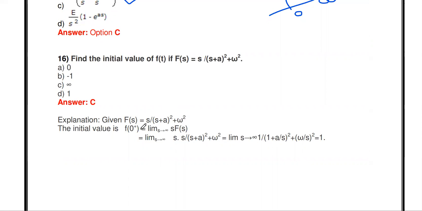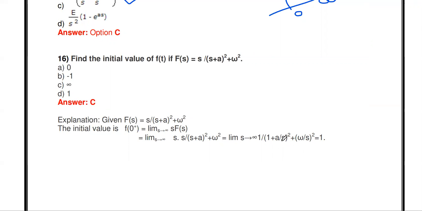So for the initial value, here F of s is given. Small f of 0 is calculated by the limit s tends to infinity of s into F of s. So what is the F of s? s divided by (s plus a) the whole squared plus omega squared. Here the numerator is s into s, which is s squared. From the denominator, you take s squared as common, so s squared in the numerator and denominator cancel. So we will get 1 by 1 plus a by s the whole squared plus omega by s the whole squared. Now you substitute s equal to infinity.